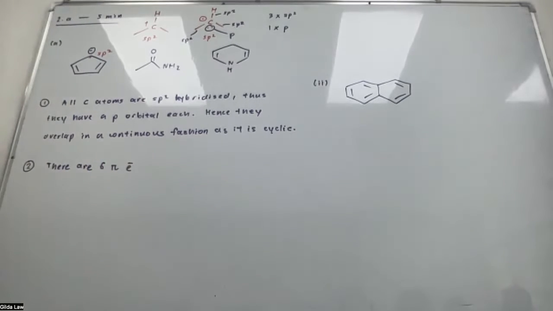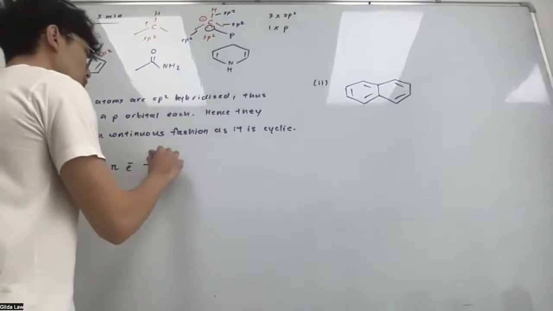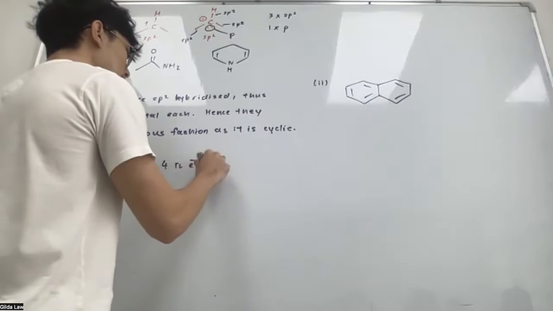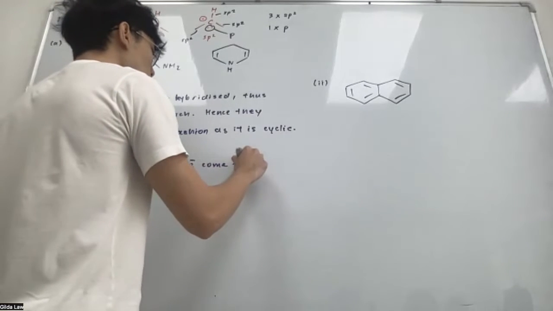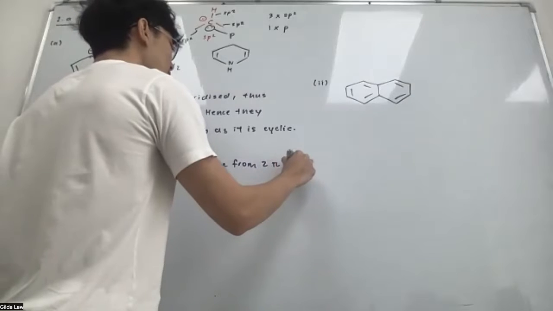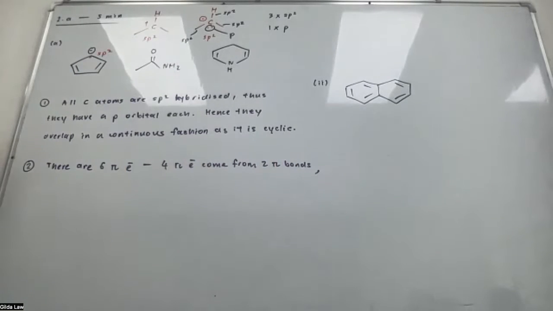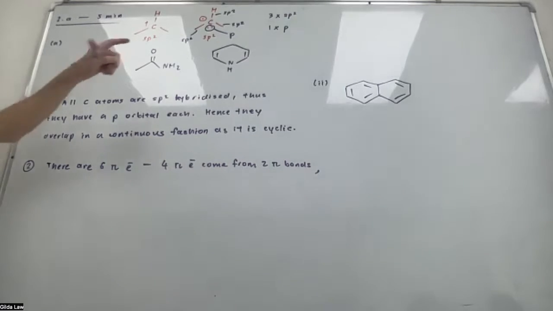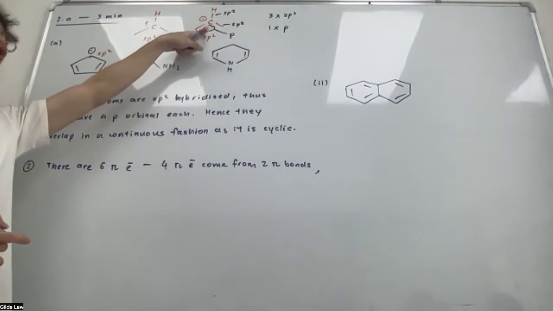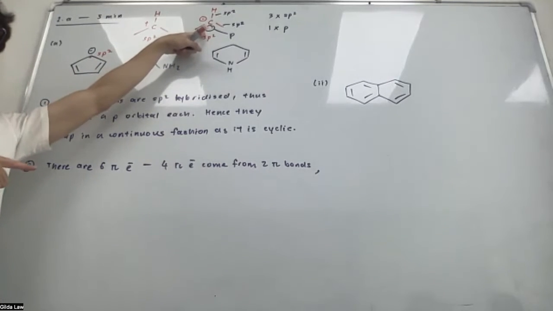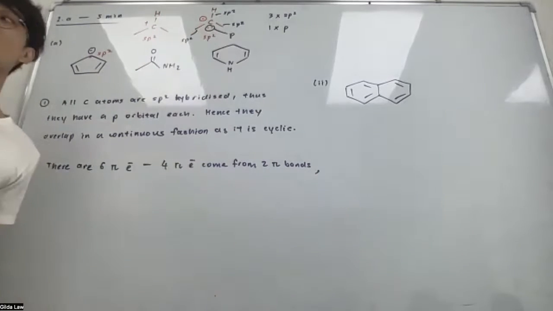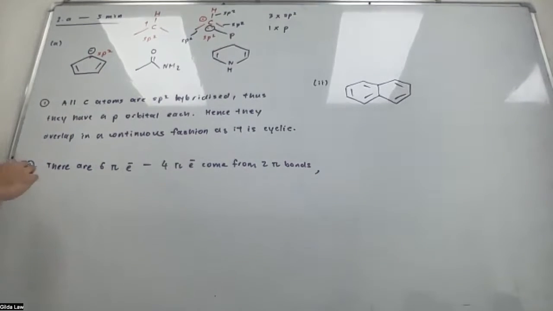So there are 6 pi electrons, 4 of which come from the pi bonds, right? So we talk about that also. 4 pi electrons come from the 2 pi bonds. And then your final thing is to tell me where the last 2 pi electrons come from. They come from the lone pair. We talked about this in the other question in the previous lessons as well, right? The lone pair contributes to the delocalized pi electron cloud because it's in the p orbital. So that's what you can tell me as well.